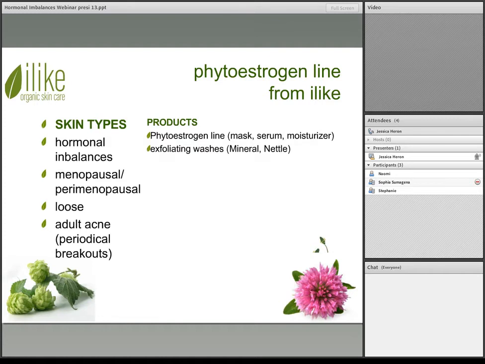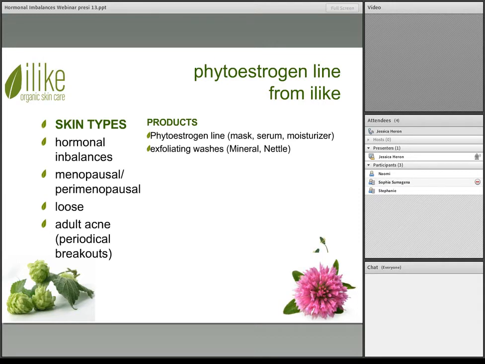So the exfoliating washes. Our exfoliating washes, both the mineral and the nettle exfoliating wash, contain flaxseed. And as we learned, nettle is a part of that phytoestrogen family as well. Our mineral exfoliating wash contains oil-absorbing properties like ichthyol. Ichthyol is a key ingredient that is a drying salve to help purge oil and bacteria from the skin. And it will also have soothing and calming benefits with the lavender ingredient that is in the exfoliating wash.